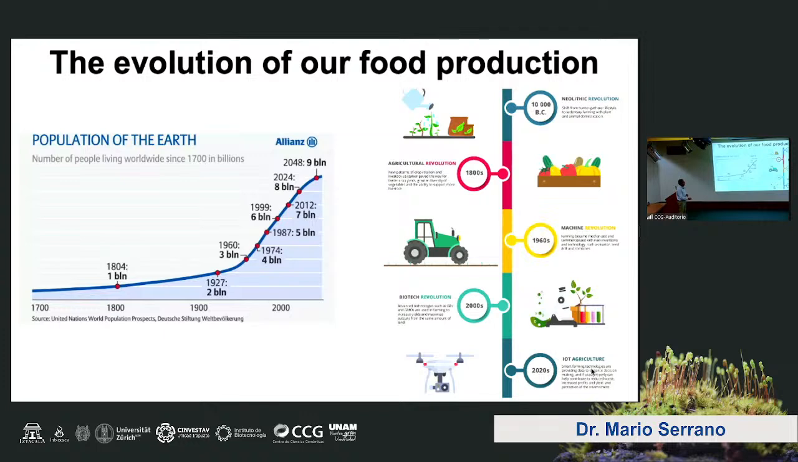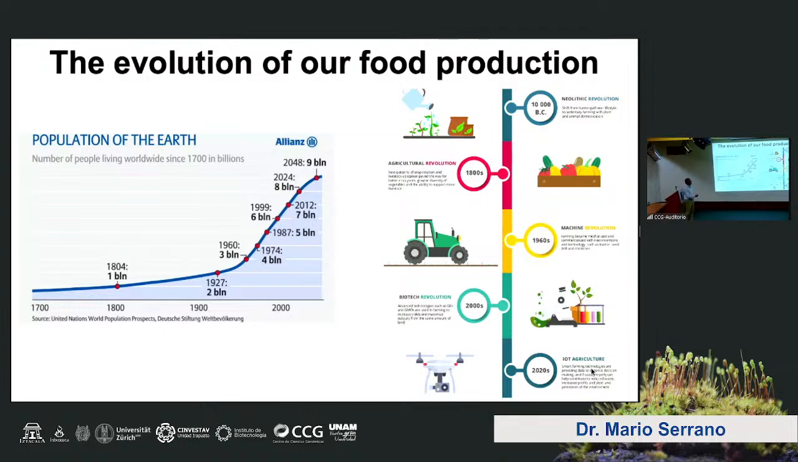Then in the 1960s, there was a machine revolution, or the green revolution, where they started to use not only machines but also fertilizers, new varieties of seeds, and so on. Then in the 2000s, when DNA sequencing of different plant species took off, there was the biotechnological revolution. The last one is where we are now, the high-tech agriculture using drones and many other things.